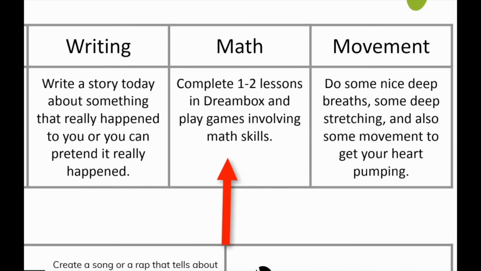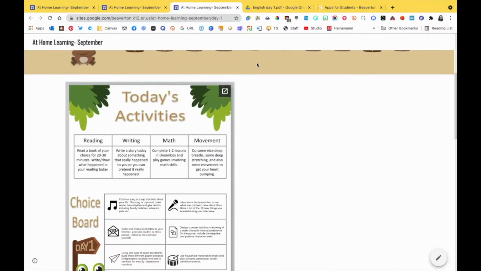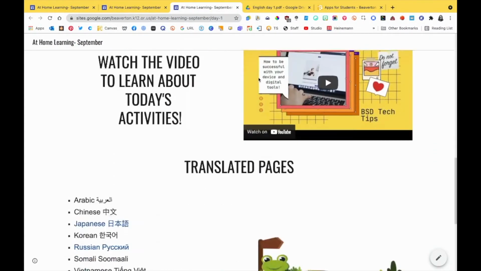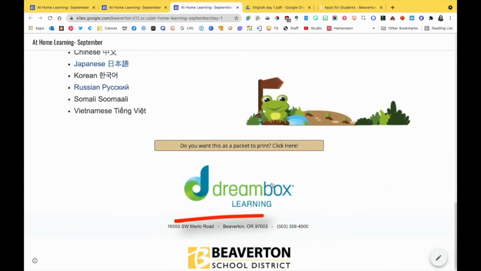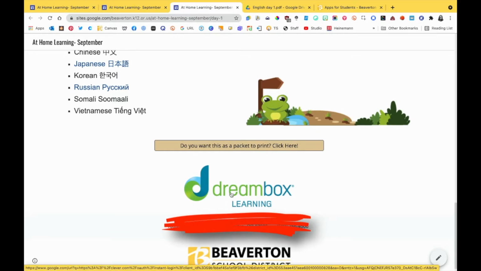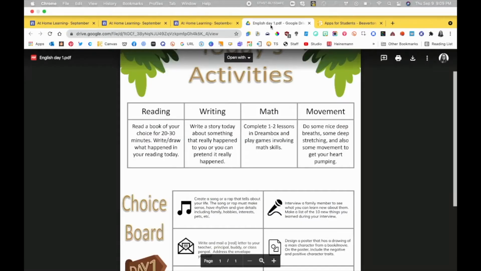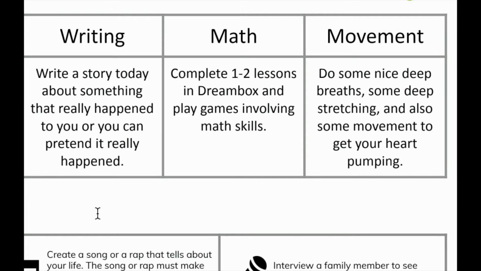For math, we want you to do 1 to 2 lessons in Dreambox. Now, to get to Dreambox, it's either on the main homepage or if you scroll all the way down, we gave you a button down here at the bottom to log into Dreambox. Additionally, if you want to play some math games, you can do that as well. For some movement, we want you to do some nice deep breathing and deep stretching, and then maybe do a few jumping jacks or some sort of movement to get your heart pumping.